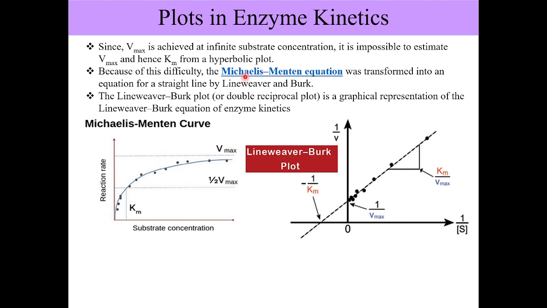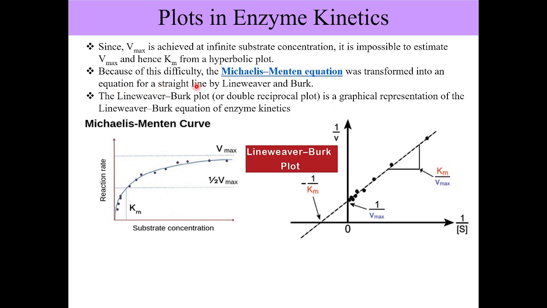Therefore, because of this difficulty, the Michaelis-Menten equation was transformed into an equation for a straight line by Lineweaver and Burk. So 1/V, one by reaction rate, was taken against 1/[S], one by substrate concentration, and this is a double reciprocal plot. The reciprocal of the y-axis coordinate and the reciprocal of the x-axis coordinate are taken, and therefore this is double reciprocal, and we get this straight line. The point on the y-axis where it intersects is 1/Vmax. The point on the x-axis where it intersects is -1/Km, and the slope gives you Km/Vmax.